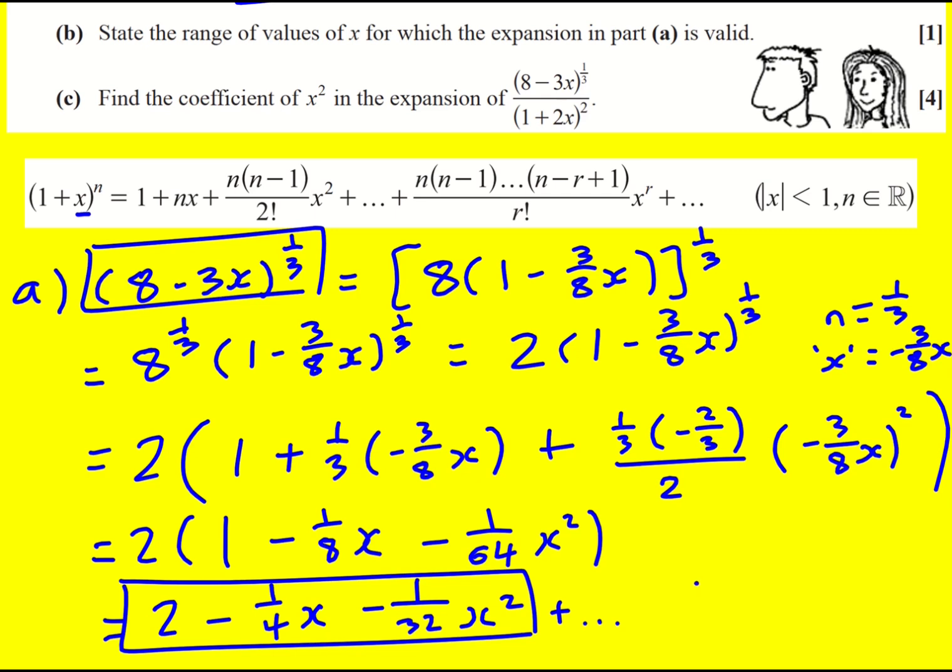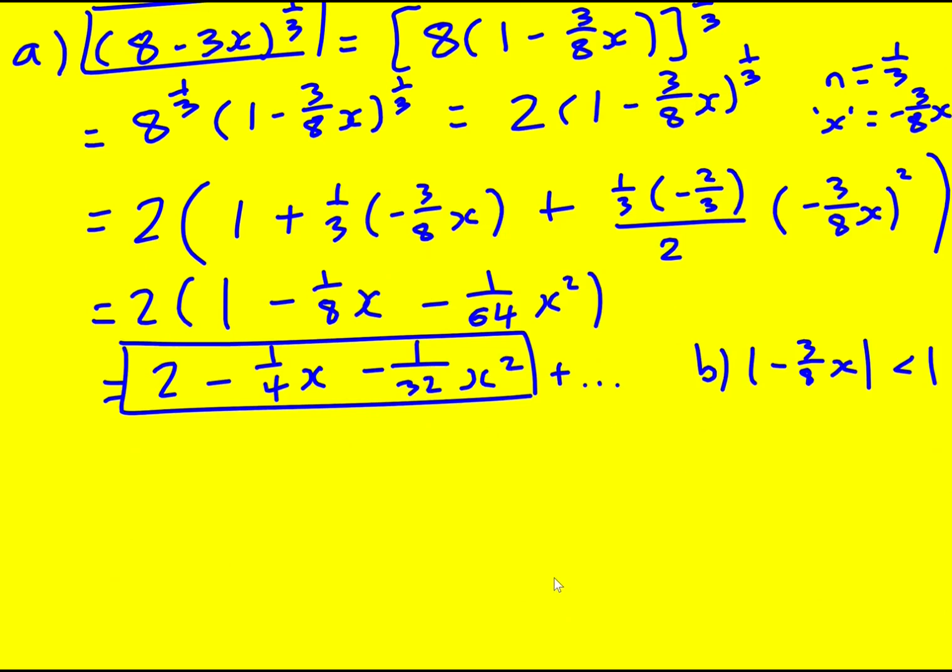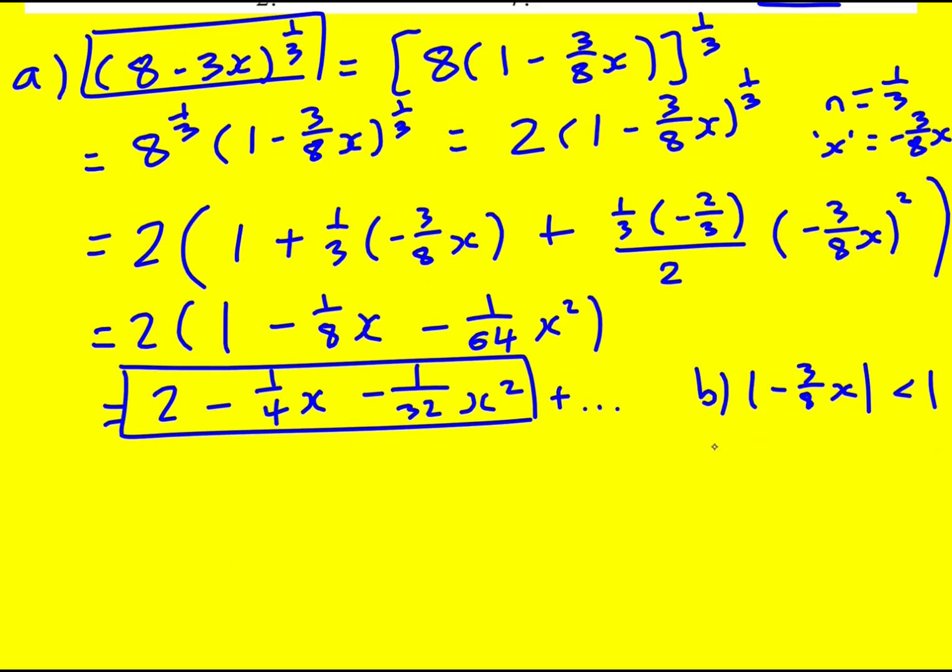For B, it says state the range of values of x for which the expansion is valid. Well, we're told this over here, so I can just do exactly the same thing. I can replace their x by my x, which is minus 3 over 8x. That's the modulus, this is less than 1. So when you take the modulus, you just ignore the negative. So it's actually just 3 over 8x. And so I can times by 8 and divide by 3. It's going to be the modulus of x is less than 8 over 3.